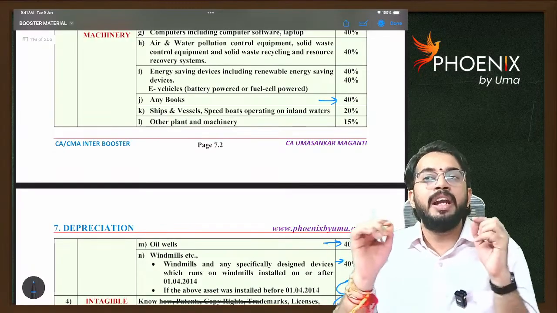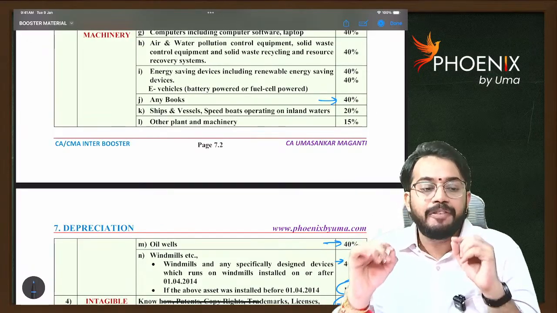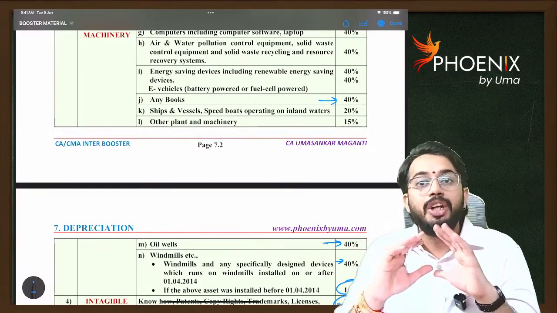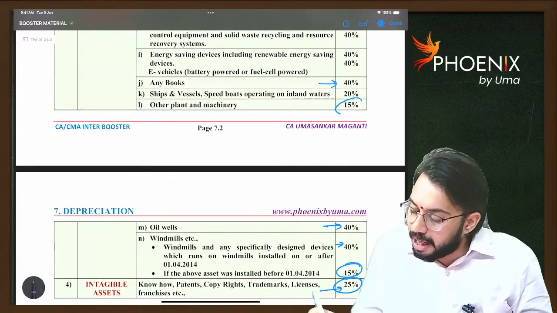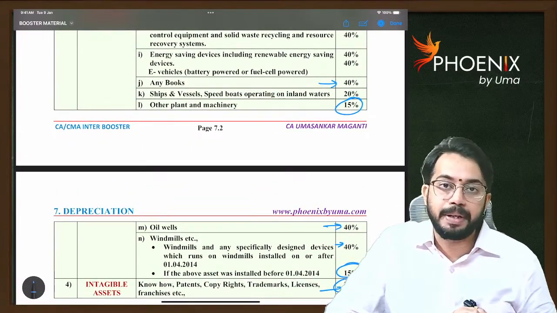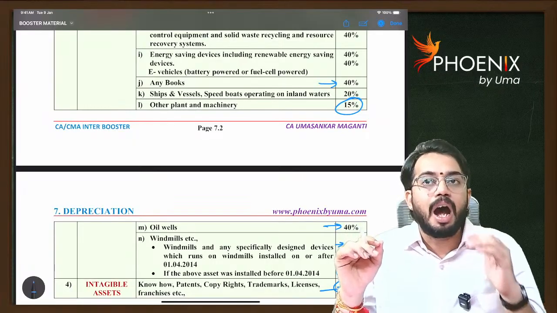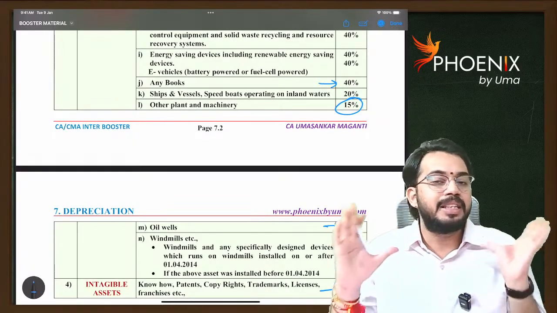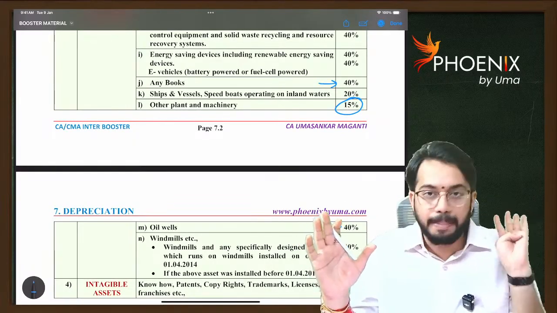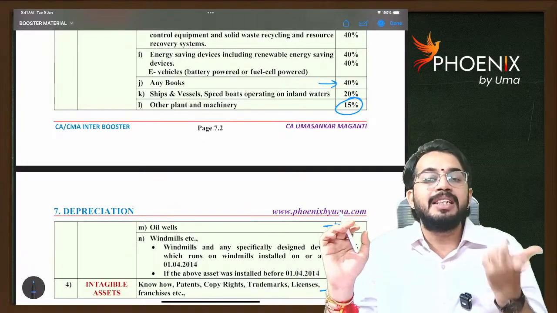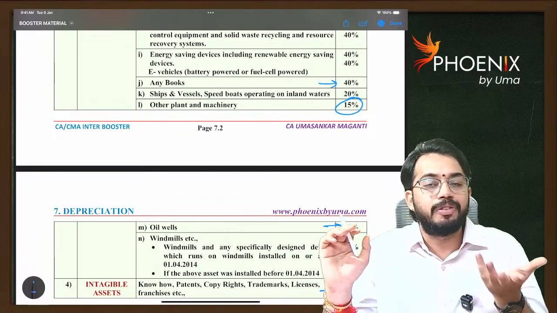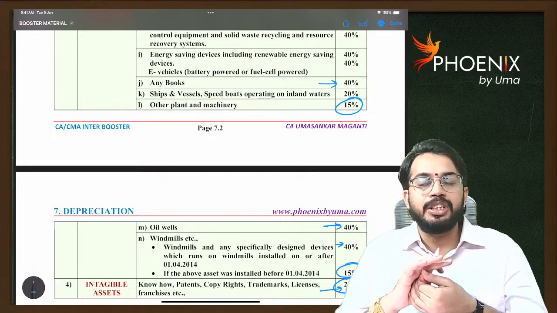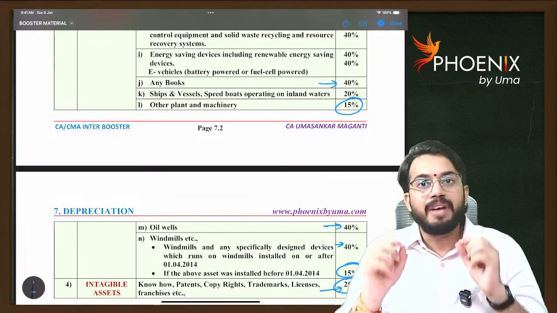Sir, if any plant and machinery is there for which rate of depreciation is not specified, then for all residual plant and machinery, rate of depreciation is 15%. On computers, iPads, and all these things, rate of depreciation is 40%. Next, if you purchase any software, let's say a Tally software or Winman software, on that also rate of depreciation is 40%. Very, very important.